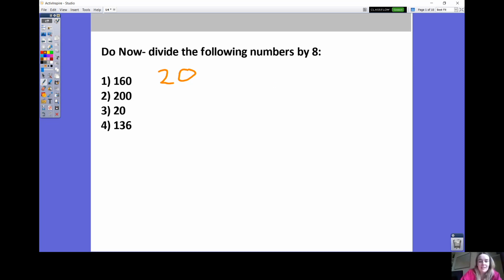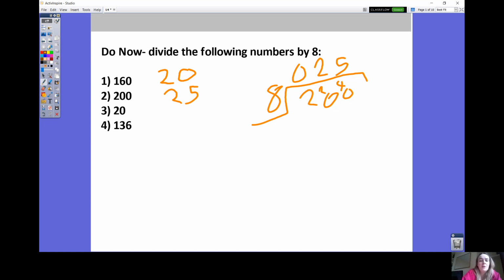200 divided by 8, I'll do a quick long division for you. 8 into 2 is 0, regroup the 2. 8 into 20 is 2 with 16, regroup a remainder of 4. 8 into 40 is 5, so the answer is 25. So 200 divided by 8 is 25. 20 divided by 8 is equal to 2.5, because you need to add a decimal point here.